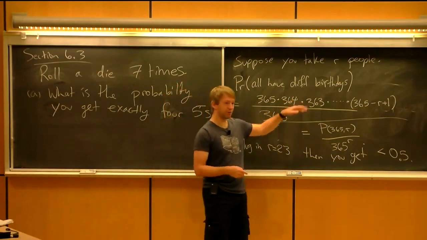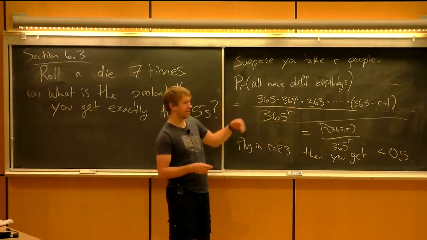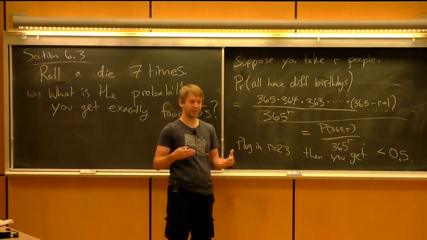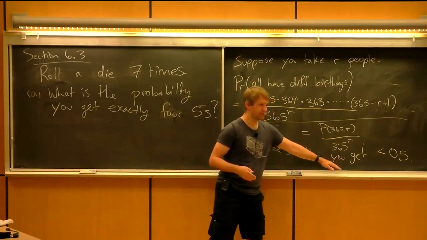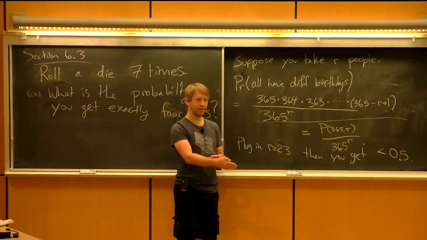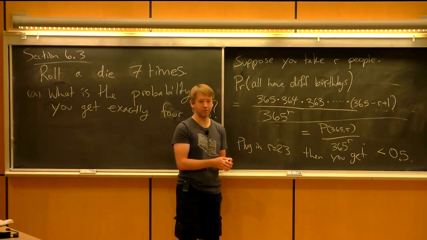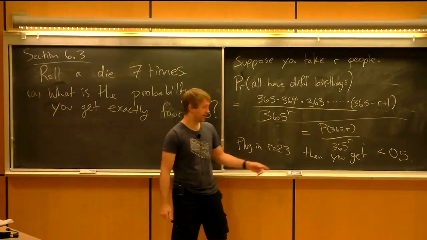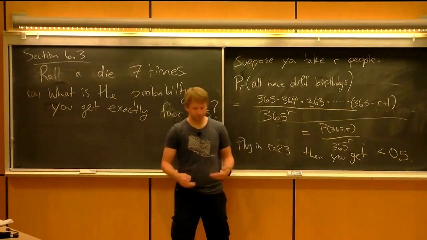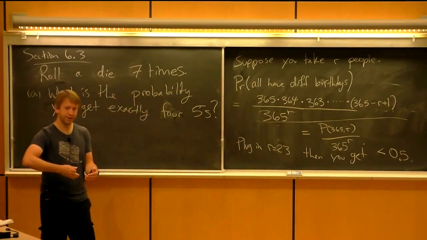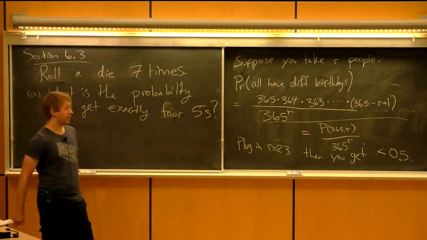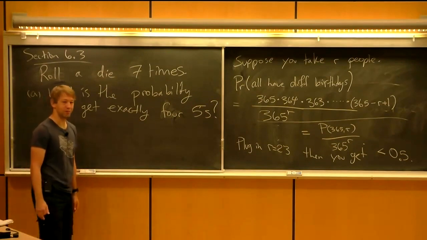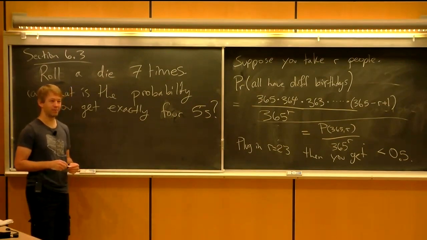Because of the rule of complements, right? The probability that 2 people have the same birthday is 1 minus the probability that they all have different birthdays. So if this is less than 50% probability, then the probability 2 people have the same birthday is more than 50%. And so 23 is the number. If you put in R equals 22, it's a little bit bigger than 50%. So 23 is when it changes. So I'm pretty sure 2 of you have the same birthday in this class. Probably multiple of you have the same birthday.